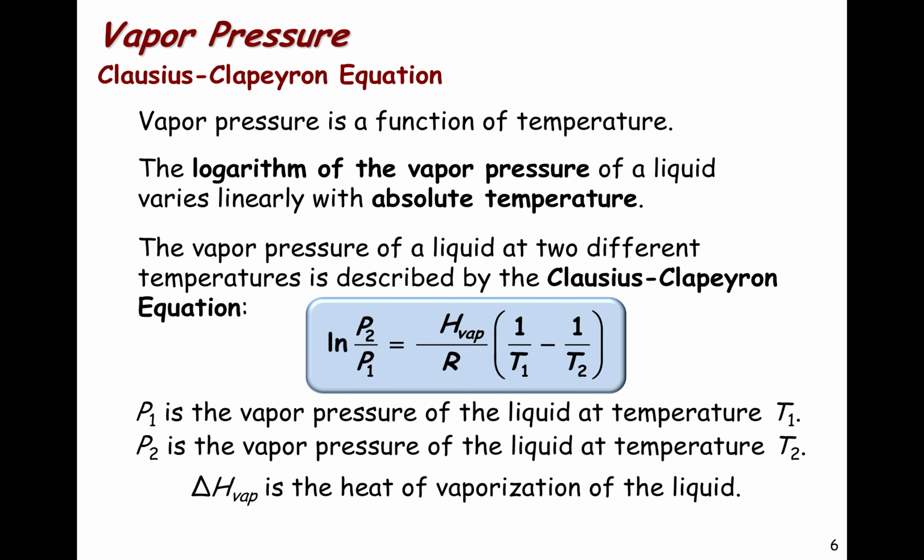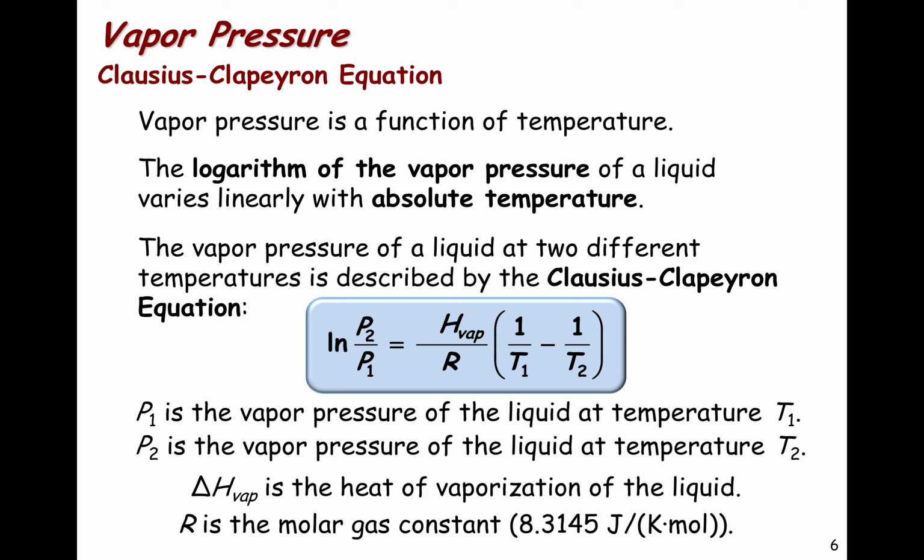And the delta H of vaporization is typically in units of kilojoules per mole. And of course, the gas constant needs to be in terms of joules. So instead of the 0.0821 liter atmospheres per mole Kelvin that we use in the gas law, we use 8.3145 joules per Kelvin mole. Again, we want to make sure that we have agreement of units between the enthalpy of vaporization and the gas constant unit of joules.